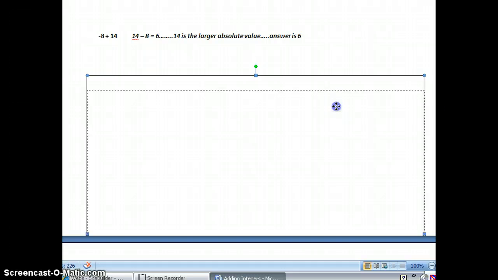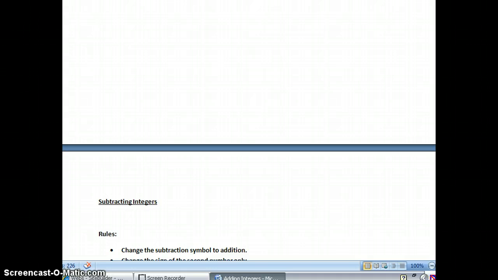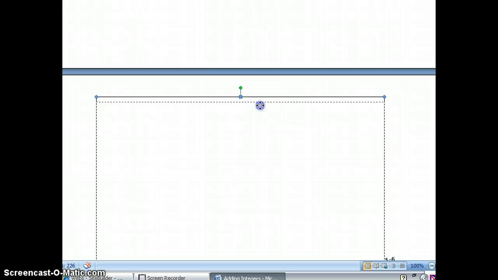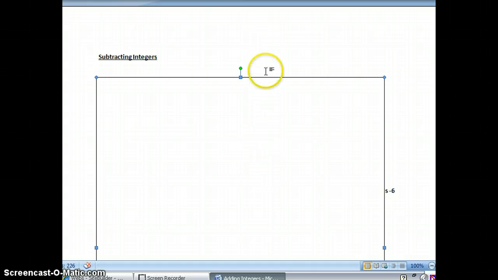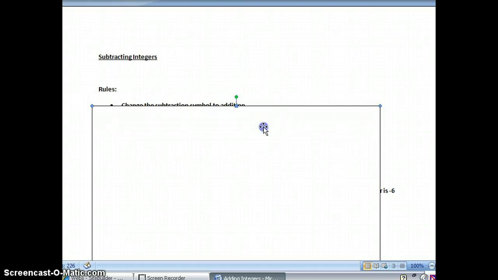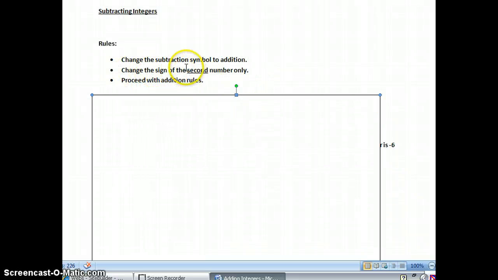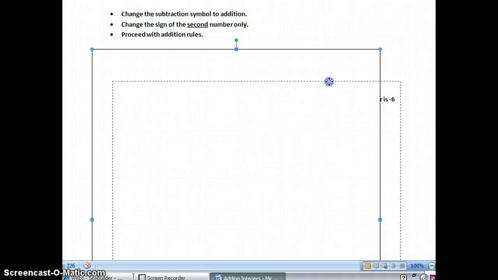Okay, now when we get into subtracting, oh, sorry, I need to get to the next page. Okay, here we go. Subtracting integers. The rules are basically just modified adding. Rule number 1, start off by changing the subtraction symbol to addition. Second rule, change the sign of the second number only. That's important. Don't change the sign of the first number. And then proceed from your addition rules that you had in the previous section.